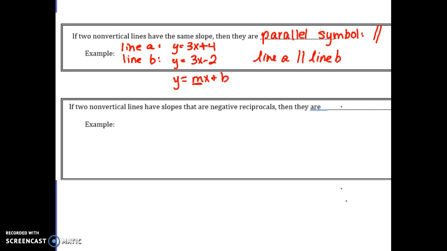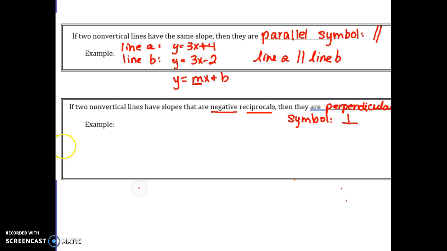If two non-vertical lines have slopes that are negative reciprocals, then they are perpendicular. All right, and I'm going to pause here. Again, if two non-vertical lines have slopes that are negative reciprocals, they are perpendicular. The symbol that we use for perpendicular is kind of like an upside down T.